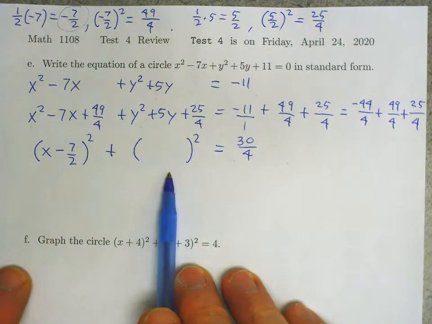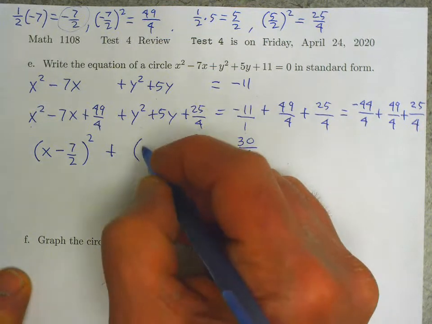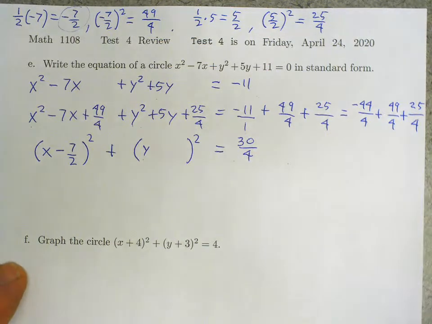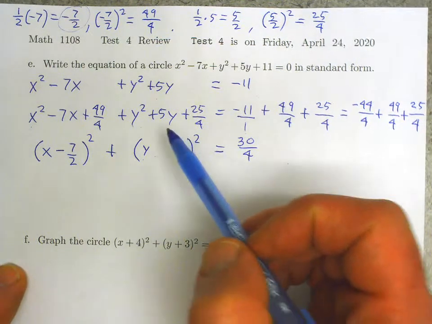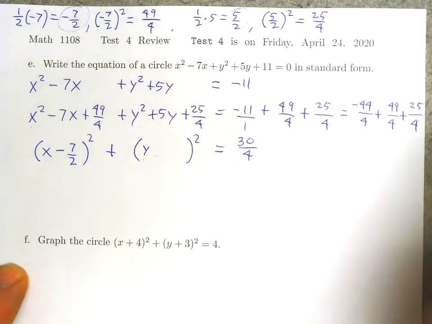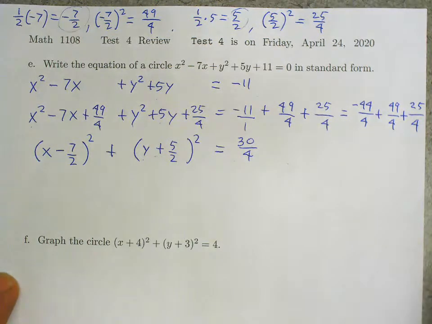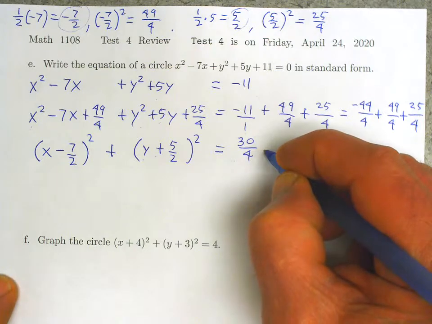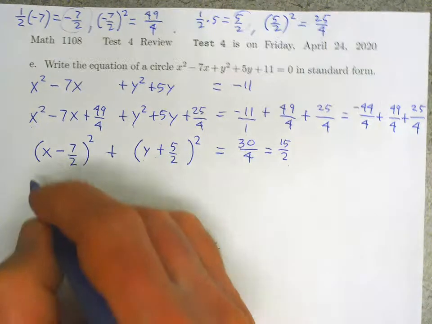And then the same sort of thing here. The binomial has to have y in it because y times y is y squared. And then how do I know what follows? Well, what follows is the same number I got when I took 1/2 of +5, which is +5/2. So that means we add 5/2. Okay, the right-hand side can be written in lower terms. So this is 15/2. So let's identify the center and the radius.